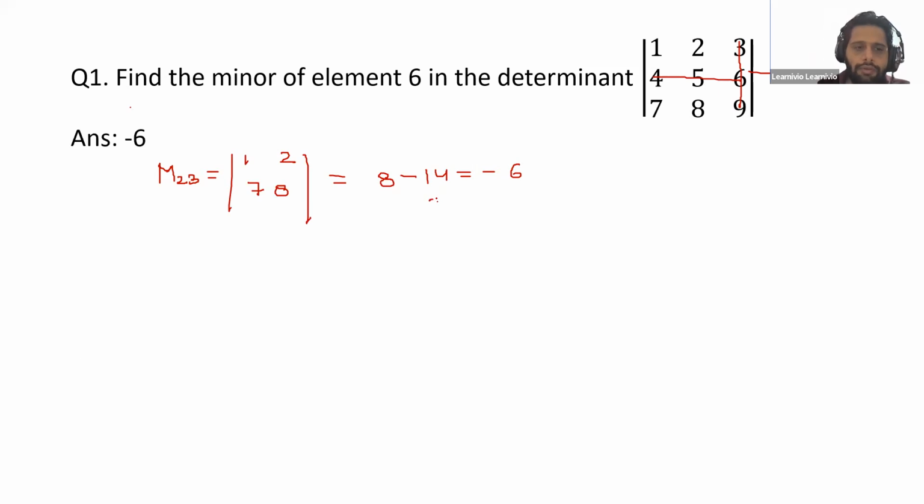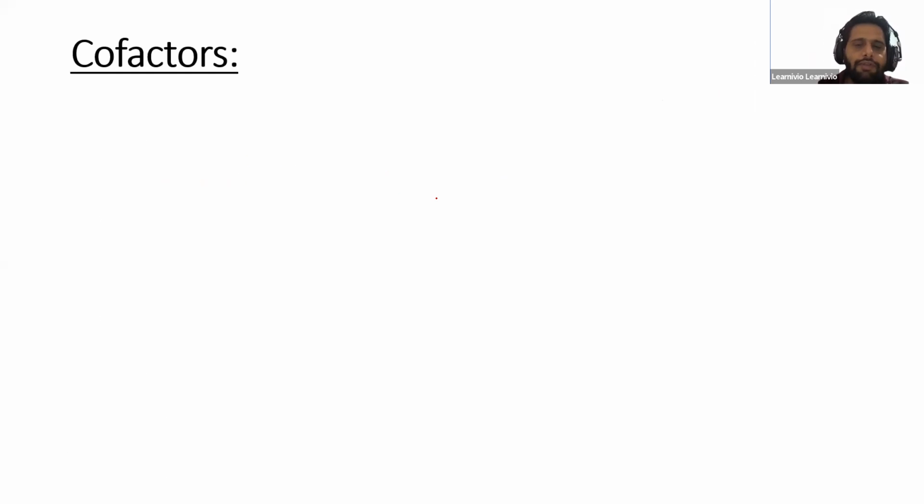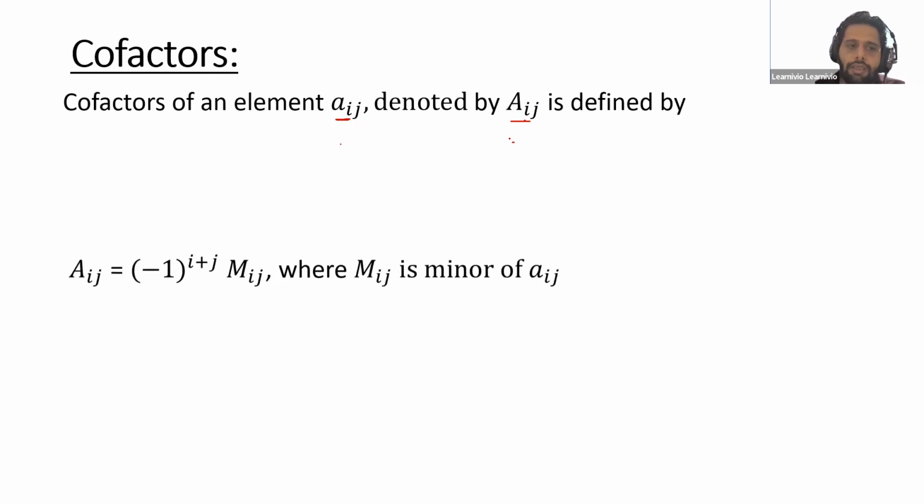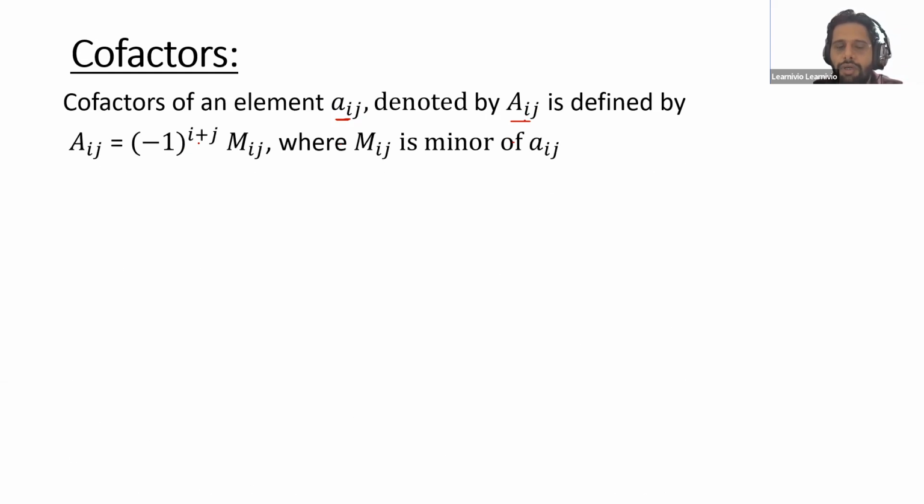Okay, very good. Then we will start the next topic. Next is cofactor. We have done minor. Now, the cofactor of an element denoted by aij. Minor is denoted by Mij. Cofactor is denoted by Aij, and it is given by (-1)^(i+j) Mij, where Mij is the minor of aij.